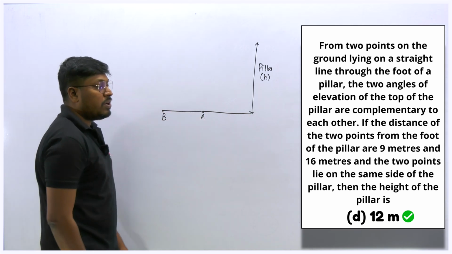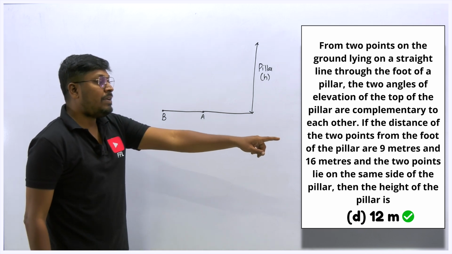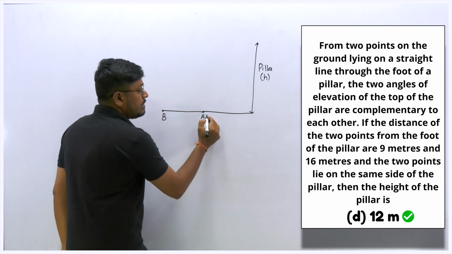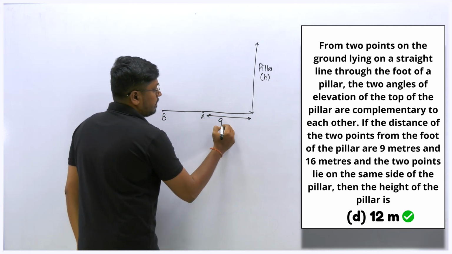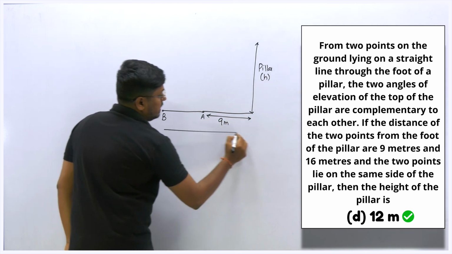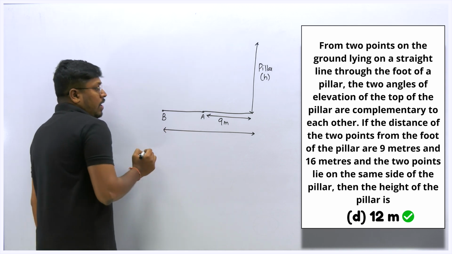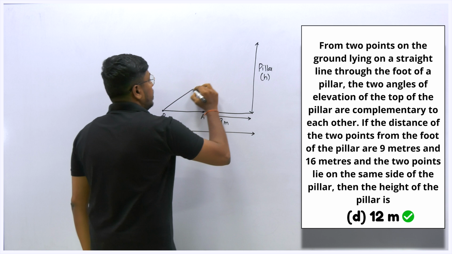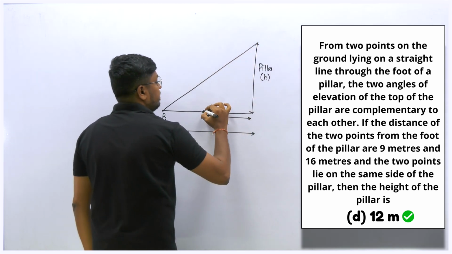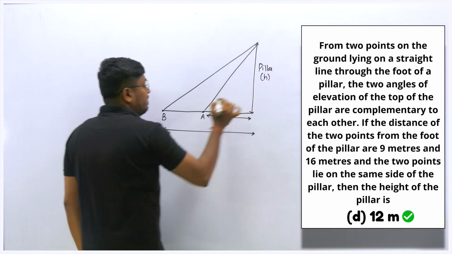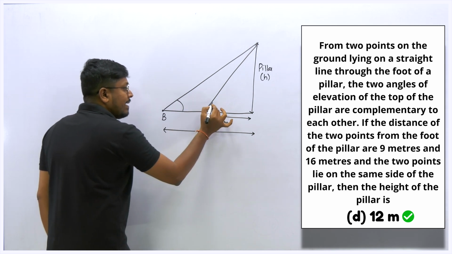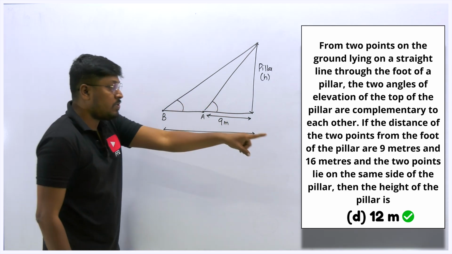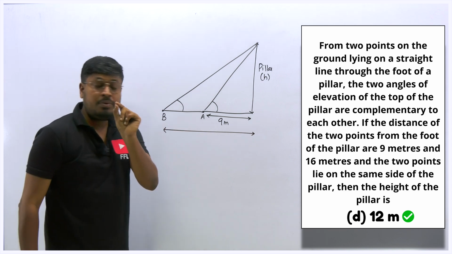So now according to the question, what they are saying is the distance between the points from the foot of the pillar is 9 meter and 16 meter. That means this distance is 9 meter and this distance will be 16 meter. And now importantly, they have given the angle of elevation. That means from this point to the top of the pillar, similarly from this point to the top of the pillar. In some questions, this angle will be directly given, 30 degree, 40 degree, etc. But here this angle was not given in the question, but they have mentioned one important word.